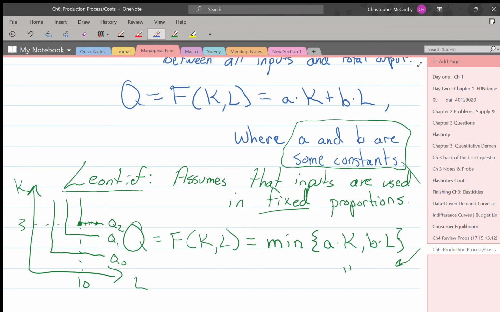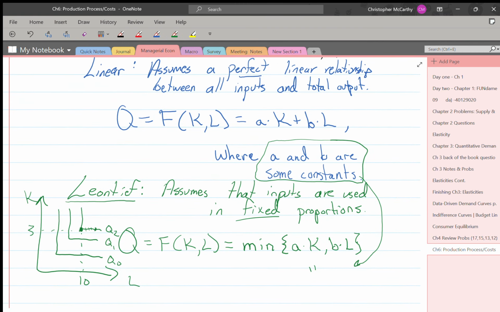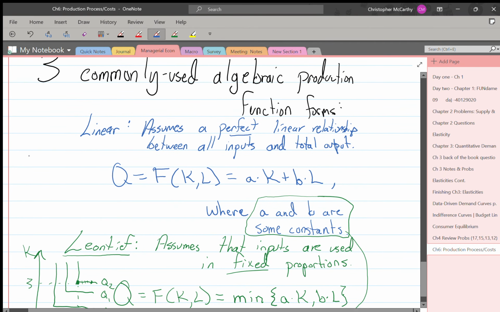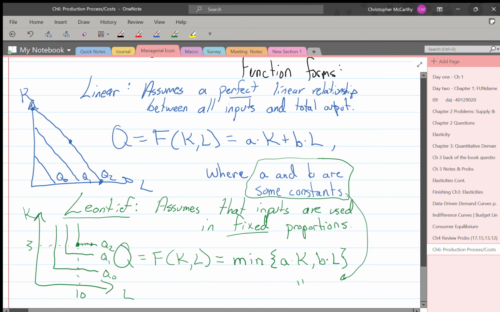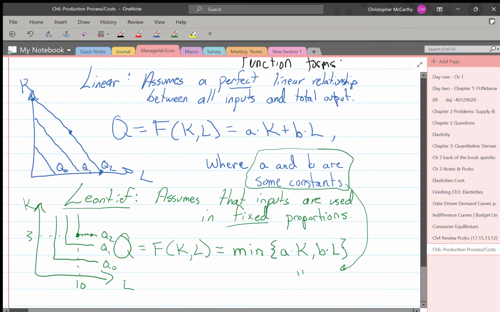So this other one, the one where they are perfectly substitutable, is going to look like this. If I wanted to, I could produce with all the capital and none of the labor in order to get Q2. I could produce half and half, or I could produce all labor, no capital. And so these are our two extremes.